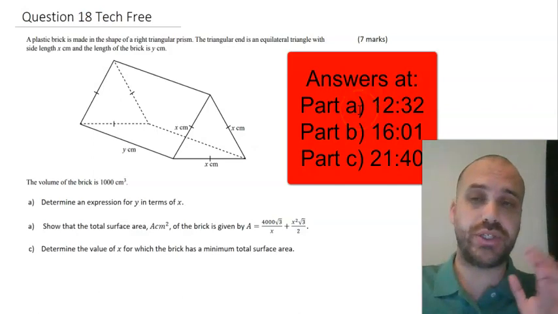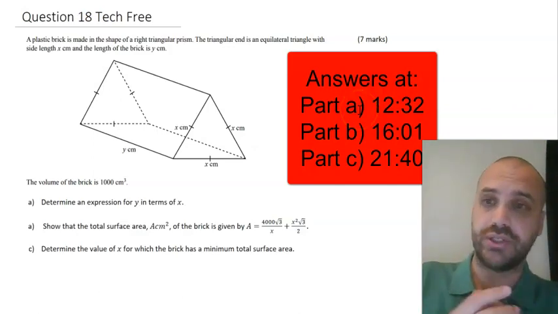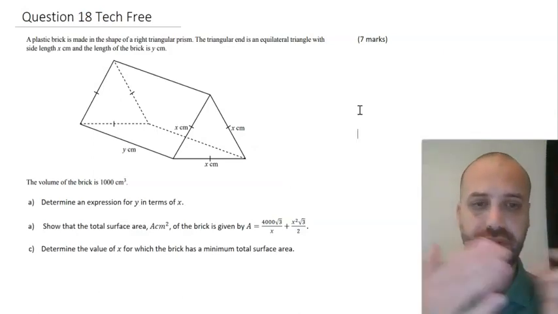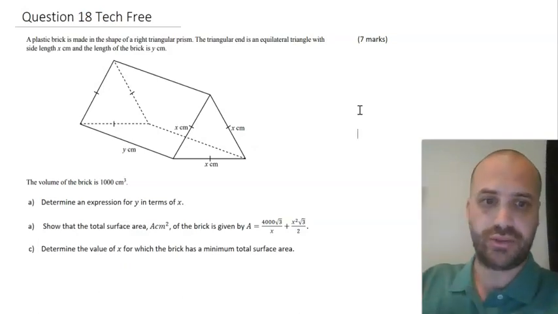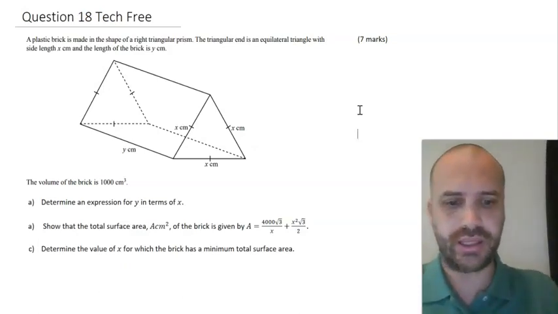All right, so it's a bigger question here, 7 marks. That's about 10 minutes on the clock. Give it a try and I'll come back. And in 3, 2, 1, let's do it.